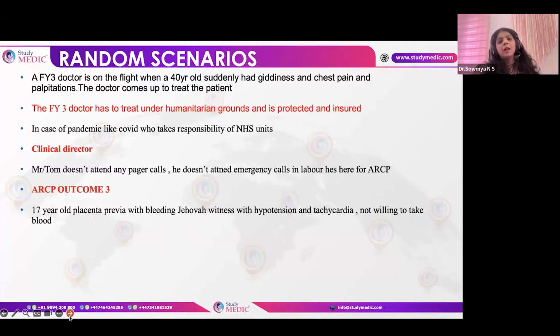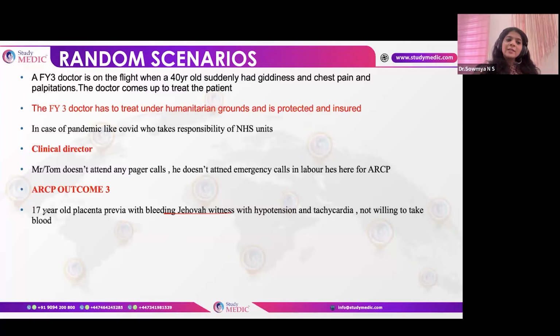Next. Jehovah's Witness, 17-year-old, placenta previa with bleeding, with hypertension and tachycardia, not willing to take blood. Just to give a quick recap, Jehovah's Witnesses are the religious group who don't believe in taking blood from others. At some point they can take a few blood products, but you have to discuss with them. Generally they do not take blood and blood products. So giving blood and blood products to a Jehovah's Witness is a battery.